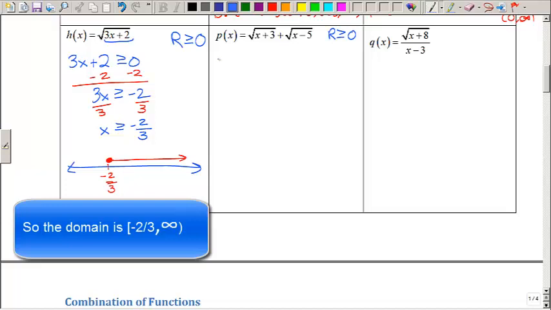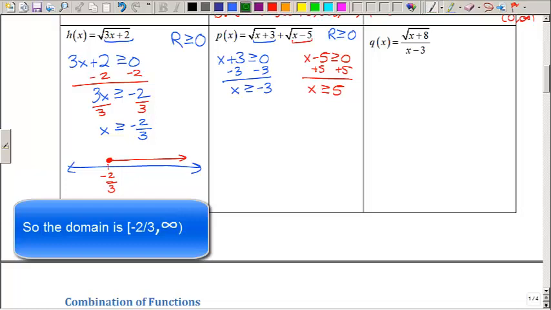So I have x plus 3, the radicand for the first radical, has to be greater than or equal to 0. We also have x minus 5 has to be greater than or equal to 0. I can solve each of these inequalities. X is greater than or equal to negative 3. And we also have x is greater than or equal to 5.